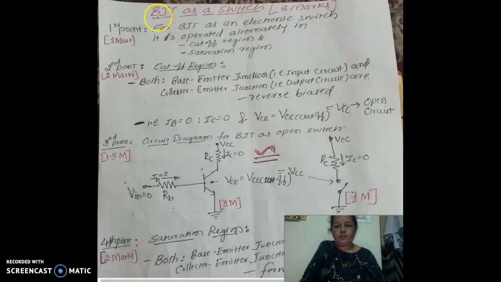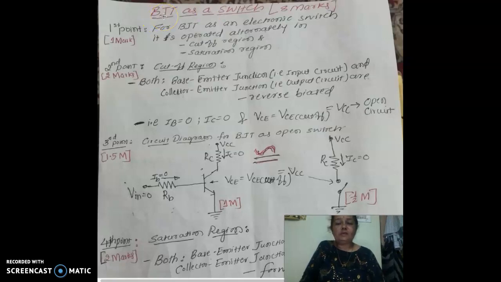Let us see the topic BJT as switch. Before understanding this topic, let us see what a switch is. A switch is a device which is going to become an open circuit or a short circuit. After understanding the switch, we shall go to the BJT.